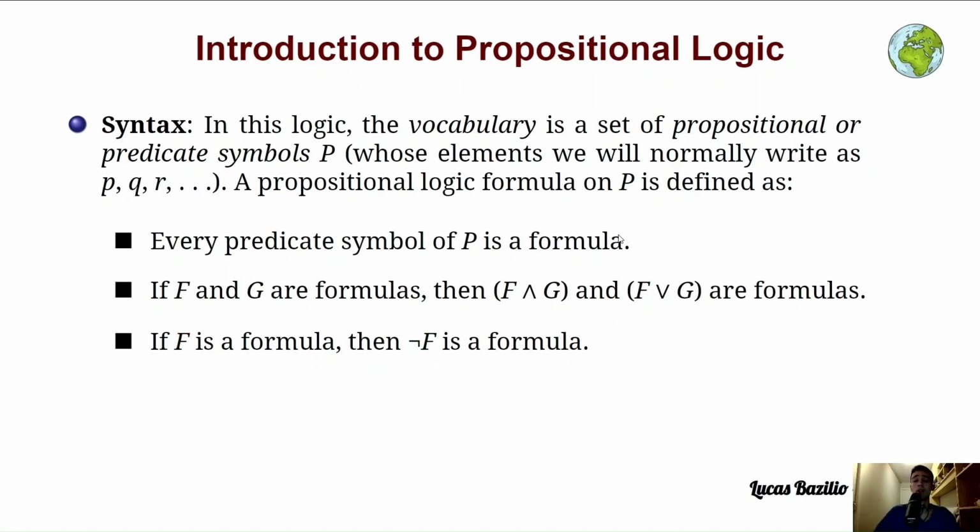And finally, given these three considerations, the last consideration is nothing else is a formula. So this statement concludes by asserting that nothing else except for what has been described qualifies as a formula within this system of propositional logic. This means that a valid formula in propositional logic can only be a propositional symbol by itself, the conjunction or the disjunction of two formulas, or the negation of a formula.